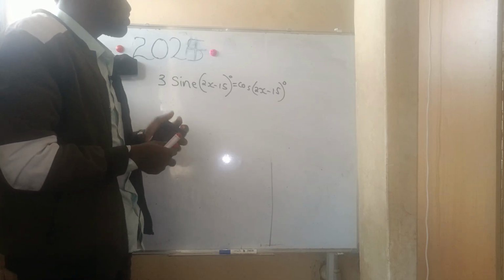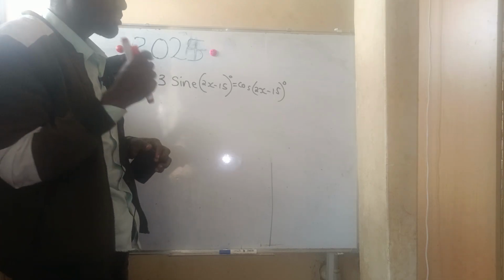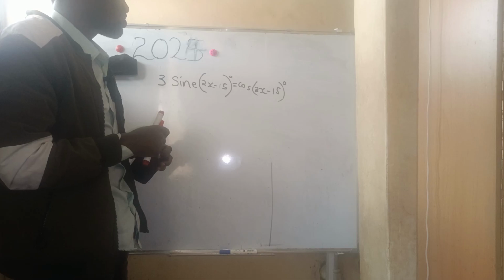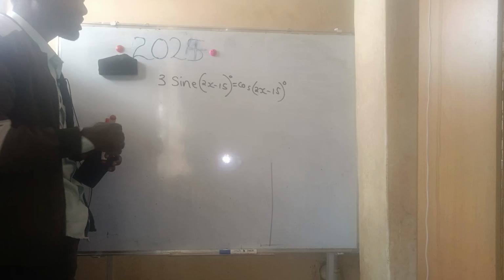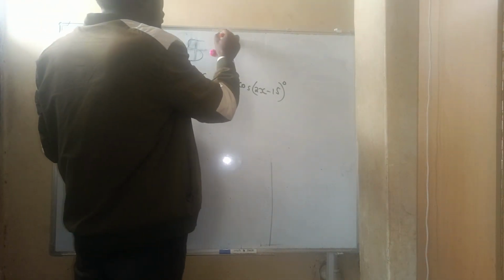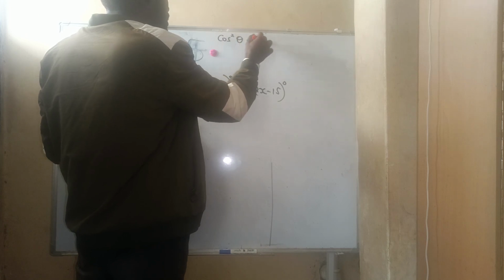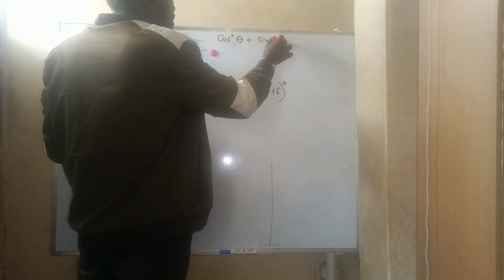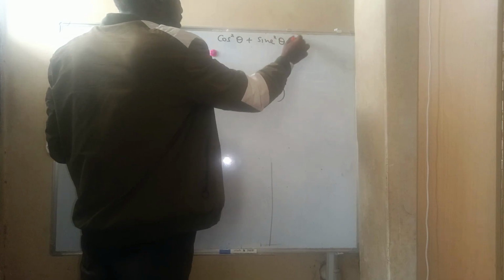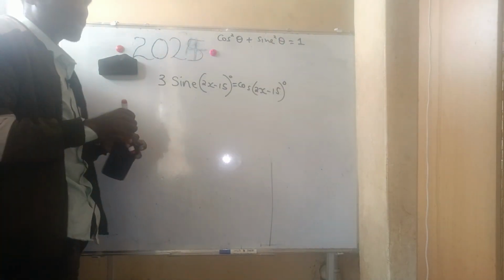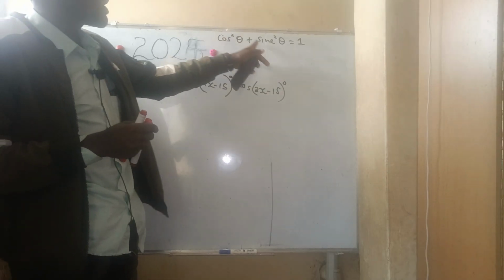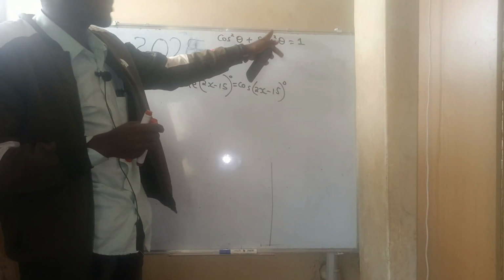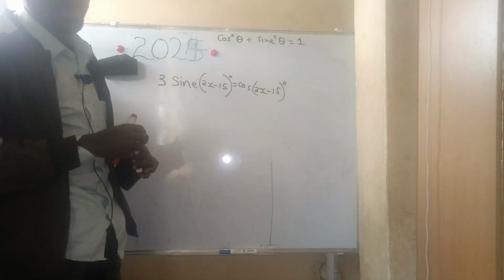And of course, we can use a particular trigonometric identity so that you can arrive at the final answer. There are several trigonometric identities used in mathematics. For example, we have cos theta squared plus sine theta squared, the answer must be equal to 1. So the cos of theta squared plus the sine of theta squared must give us 1.